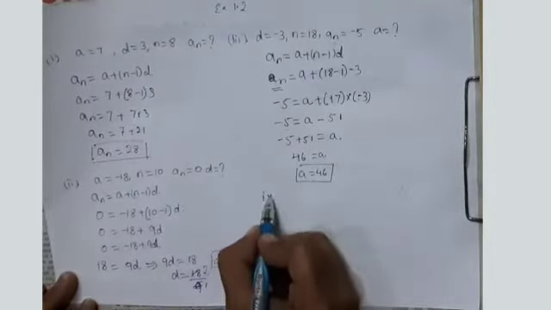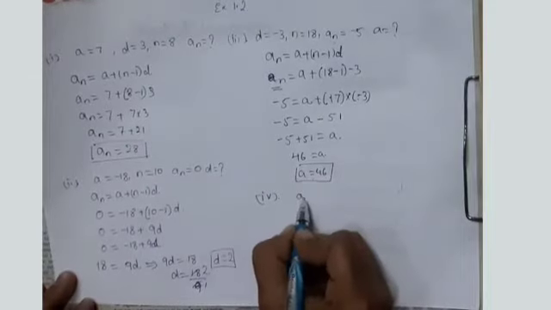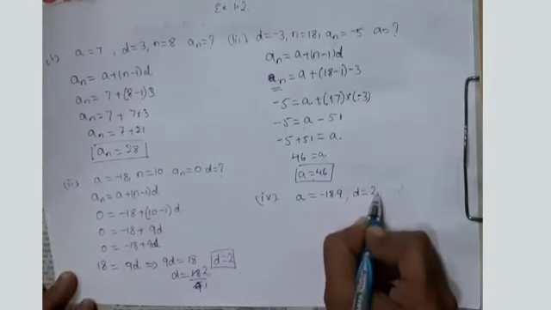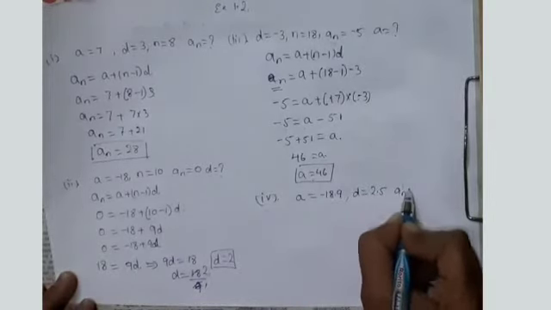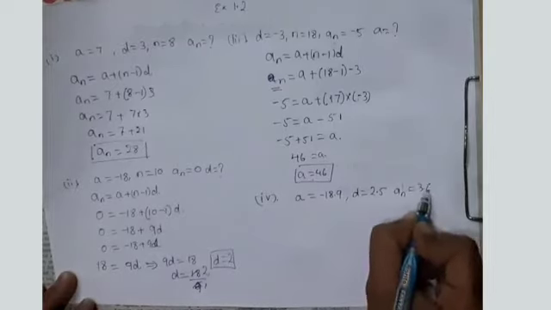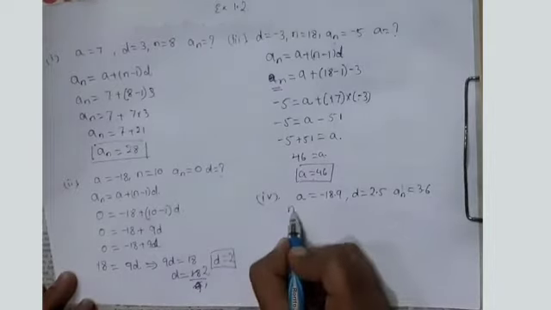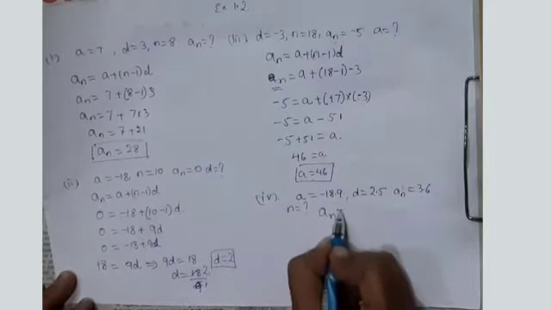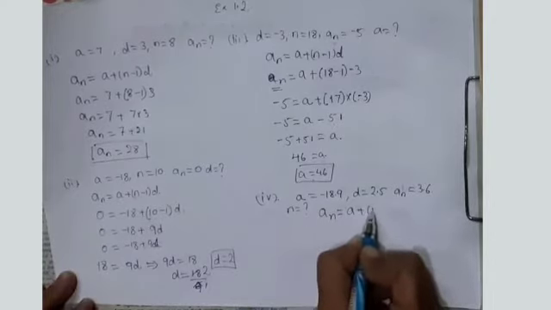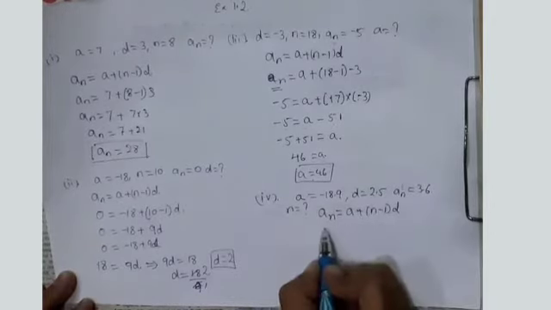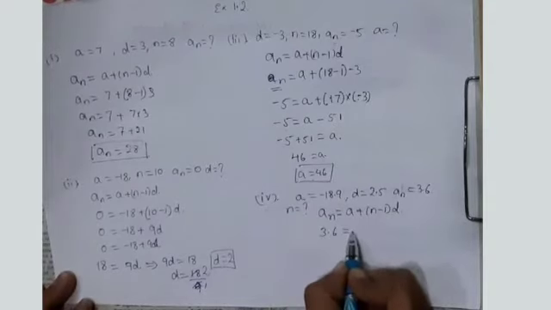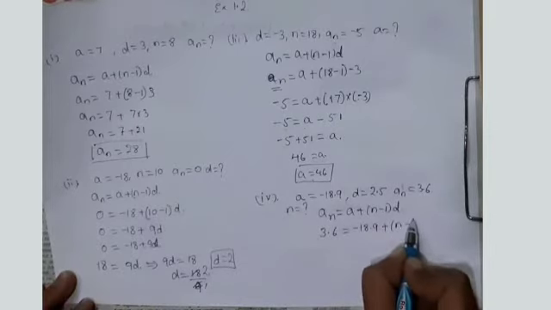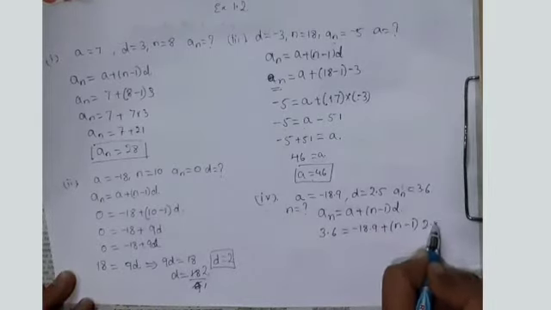So, the next problem, that is the fourth one. Fourth one given for us is A is equal to minus 18.9, D is equal to 2.5, An is equal to 3.6. You have to find out the value of N. So, once again let us substitute all the given terms in the formula. An is equal to A plus (N minus 1) into D. An is 3.6 which is equal to minus 18.9 plus (N minus 1) into D, which is 2.5.